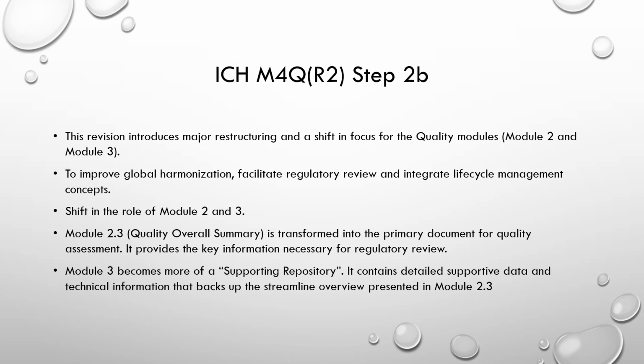But now they're shifting the emphasis, where the primary document for review is going to be your module 2, the quality overall summary, or module 2.3, and your module 3 is going to be like the repository that contains all the detailed information that backs up the document module 2.3. So there's a shift in the roles of module 2.3 and module 3. Also, the restructuring is really exciting. They're probably going to have some more amendments, but it is really exciting.